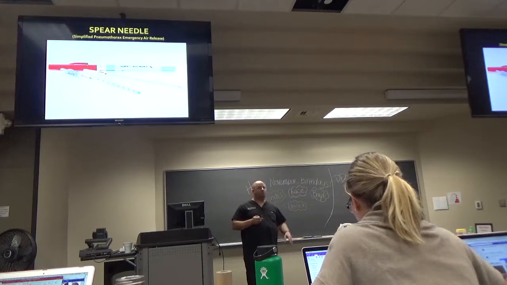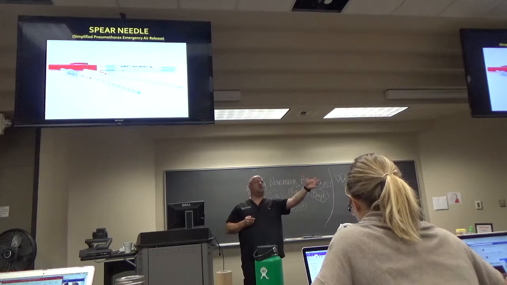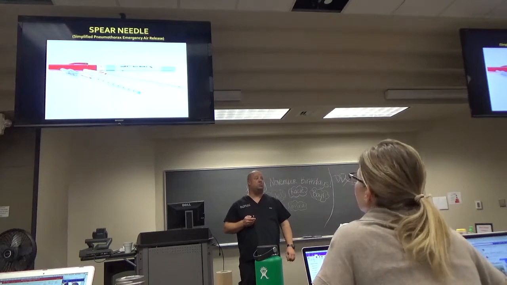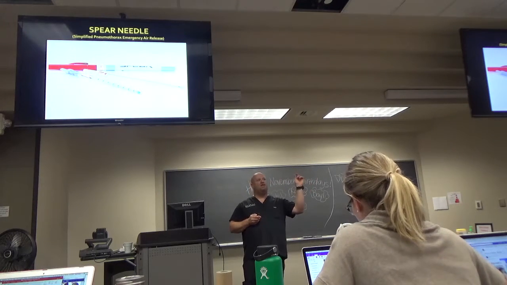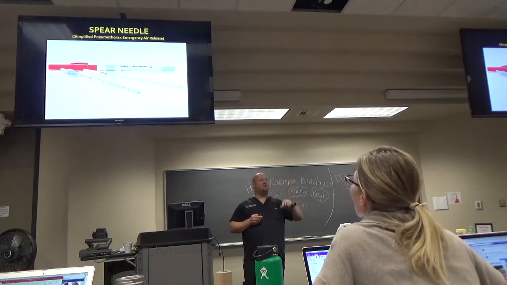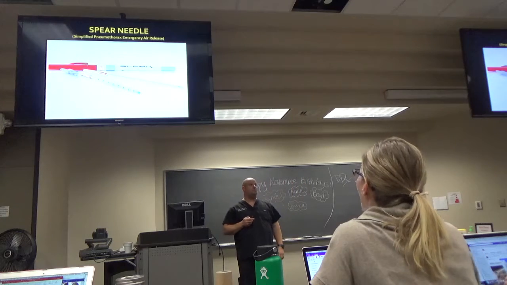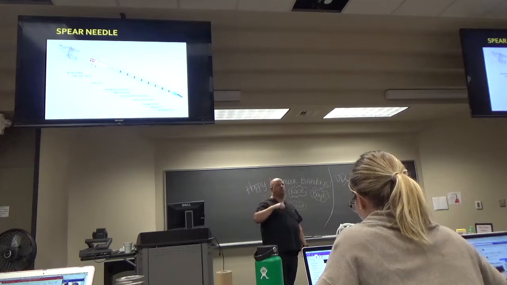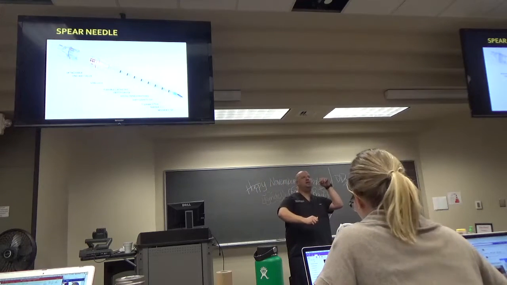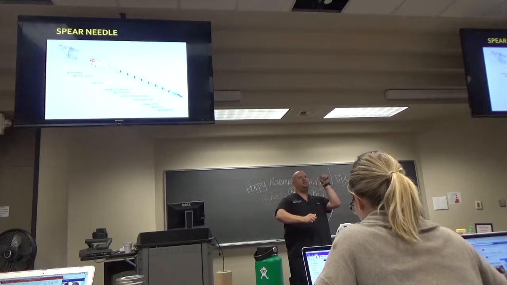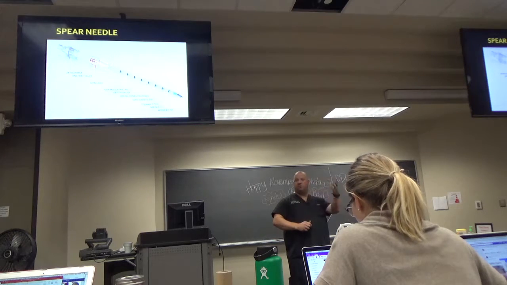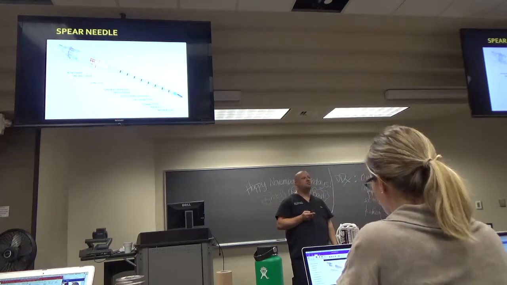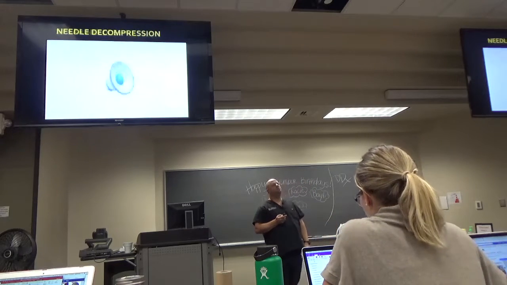Here's the spear needle. SPEAR stands for Simplified Pneumothorax Emergency Air Release Kit. It's actually pretty cool. It comes with a little one-way valve on the end of it, a little flexible catheter. It's really pretty neat. There's a detachable one-way valve. After you get through, you place the catheter and remove the angio cap. You remove the needle from the angio cap and replace it with that one-way valve. The one-way valve will prevent you from getting recurring tension in the thorax.